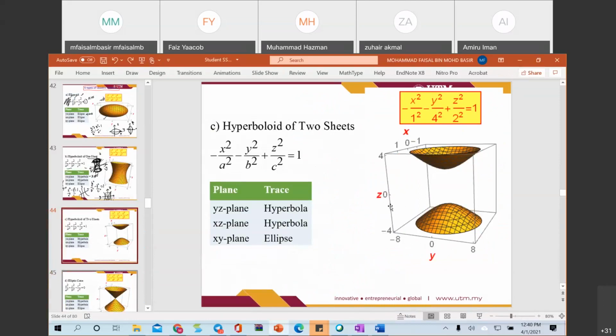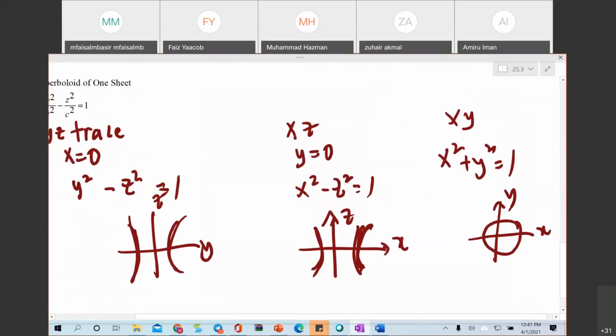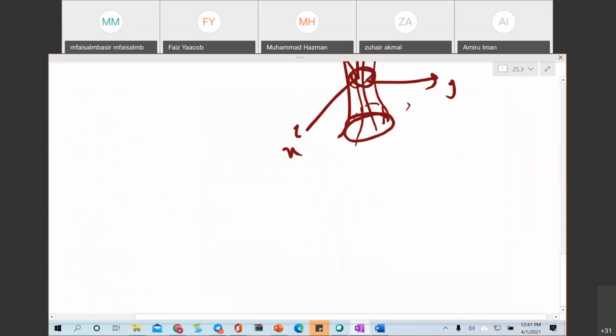Okay, hyperbolic two sheets. This is a little bit difficult. For hyperbolic two sheets, I have to refer to some books. Actually, for the xy plane, there is no graph. But we have to modify them. Okay, I will show you why.